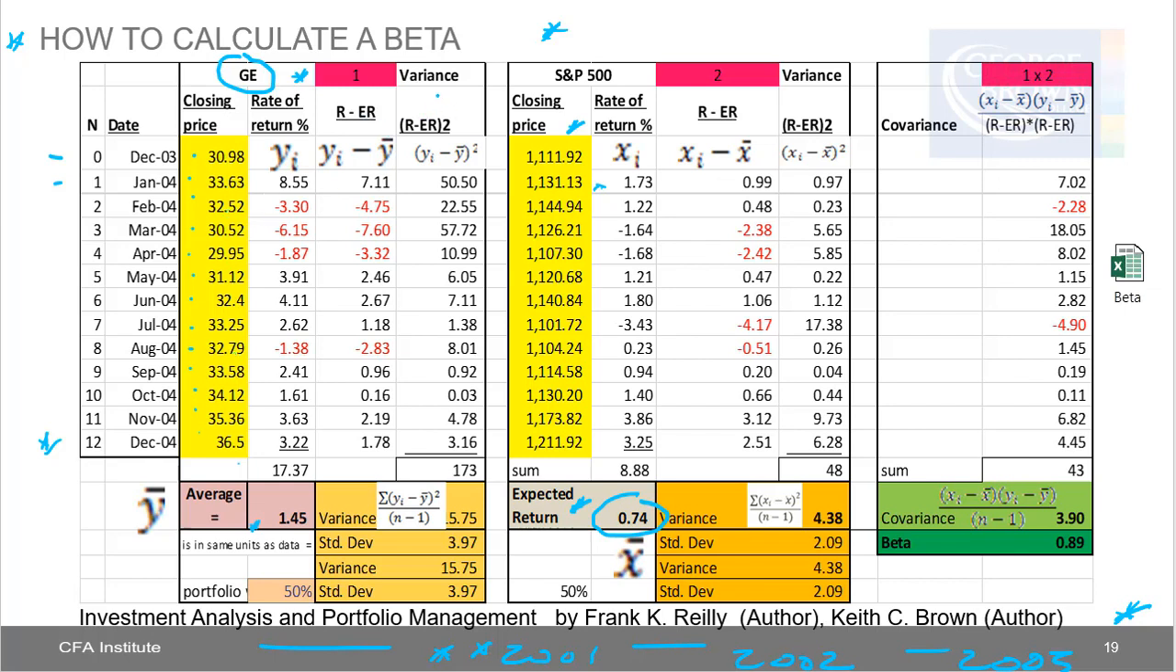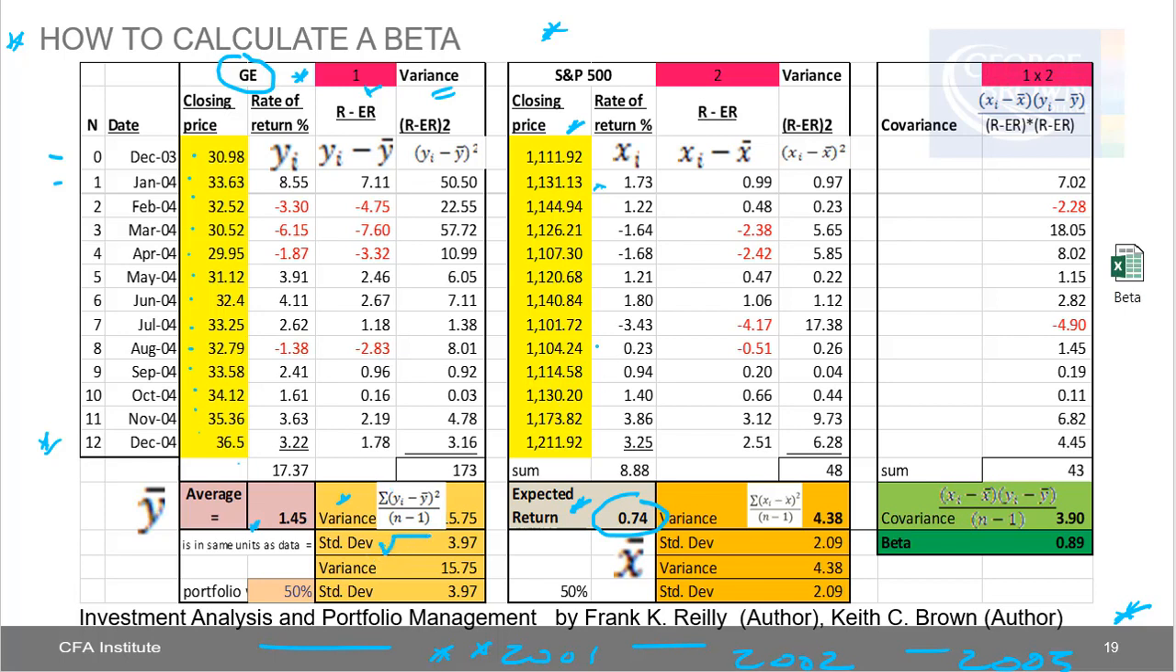Then step number two, because we want to calculate the variances, how do we calculate the variance? It's the sum of return minus average return squared. So in this column here, I've got my return minus expected return, and in this column I've got my return minus expected return squared, which would just be 7.11 times 7.11 gives you 50.5. So how do I calculate the variance? It's the sum of my returns minus expected returns squared divided by n minus 1, and the standard deviation is the square root of the variance, okay?